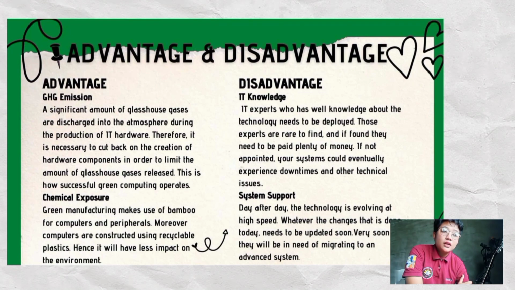Lastly is the chemical exposure. They said that green manufacturing makes use of bamboo for computers and peripherals, and they also use recyclable plastics to have less impact on our environment. These are the disadvantages of green computing.